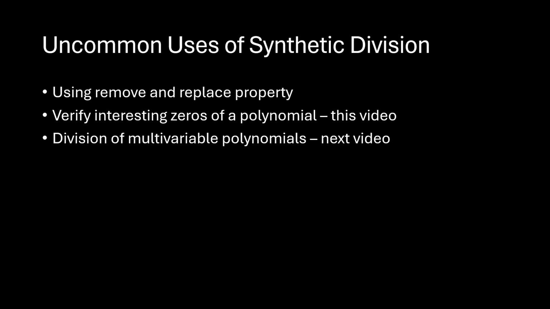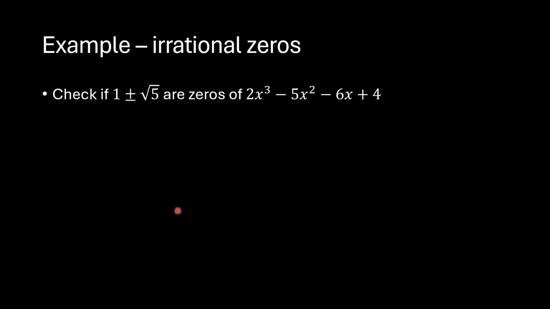In one of the previous videos, I showed how if I reveal the terms, you can remove and replace. This is going to be very important for things that have different patterns. So in this video, we're going to verify some interesting zeros of polynomials. In the next video, we'll look at how to use synthetic division with multivariable polynomials. All right, so here's an example of using irrational zeros.